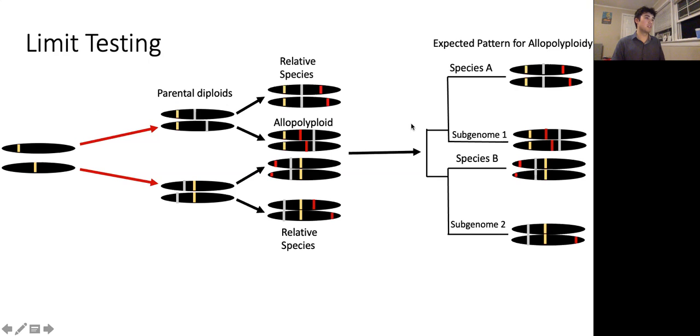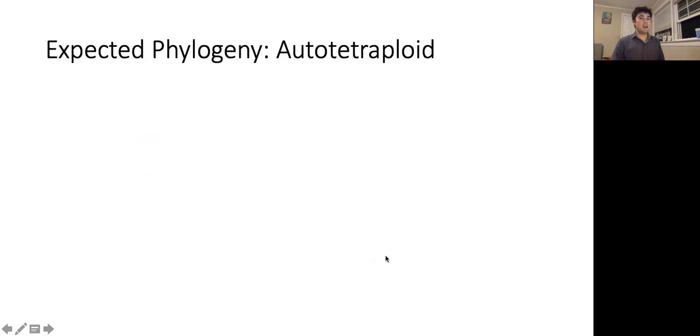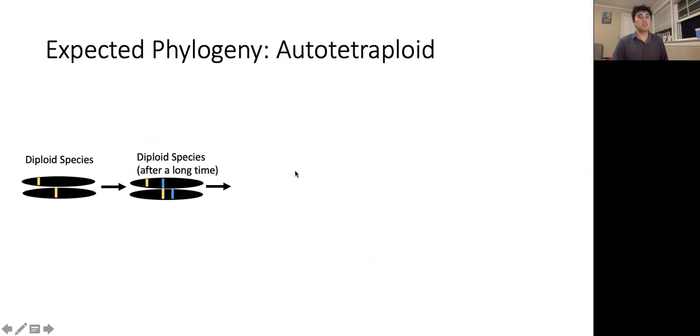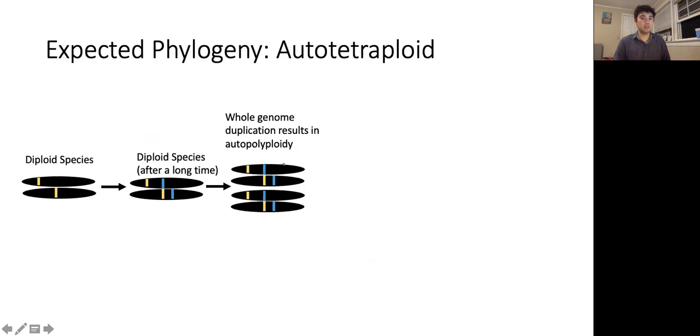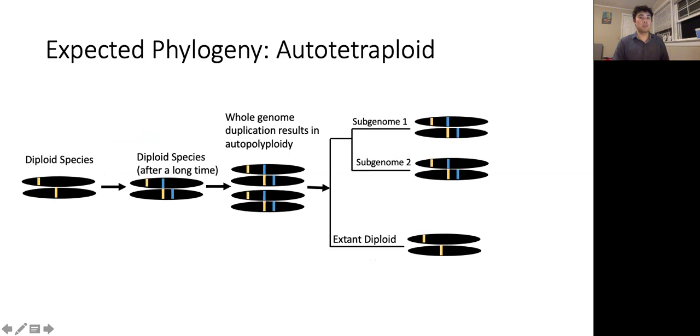detect the allopolyploid signature. Now, allow me a brief digression here because it's also important to consider the expected phylogeny for the autotetraploid. To recap, an autotetraploid occurs when a diploid species undergoes a duplication event, and the resulting phylogeny shows that the subgenomes of the tetraploid are more closely related to each other than to their parental diploid.